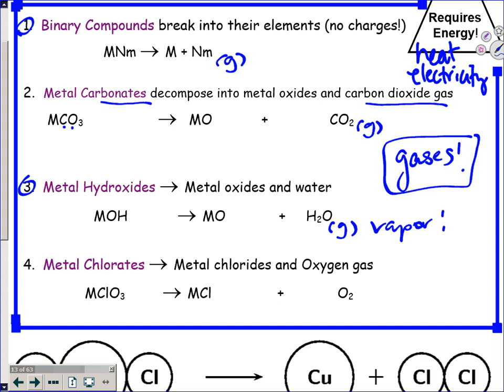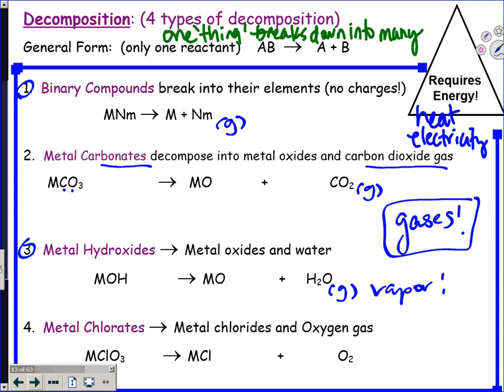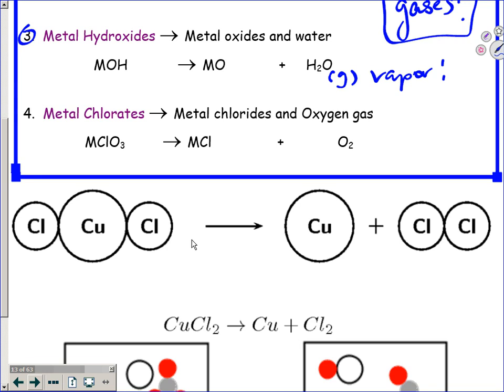And then chlorates down here, metal chlorates, make what gas? Oxygen gas. Metal chlorates make oxygen gas because if it made chlorine diatomic gas, it would kill us, so we try to avoid that. And then the metal chloride kind of stays stuck together here.